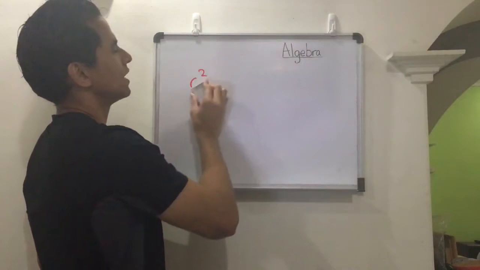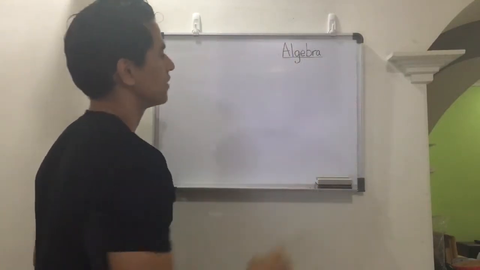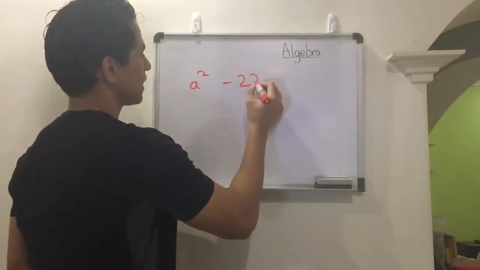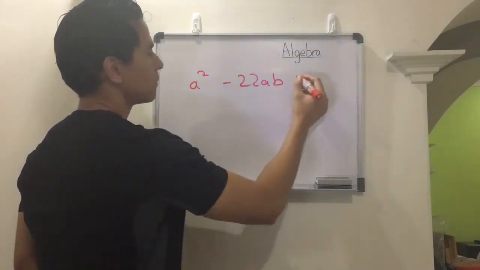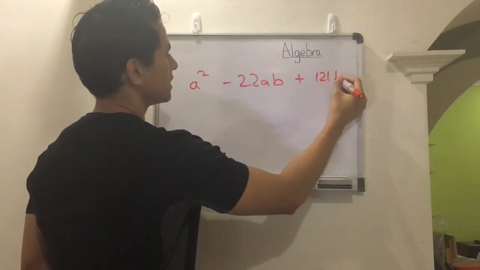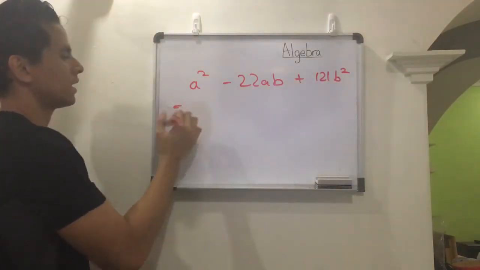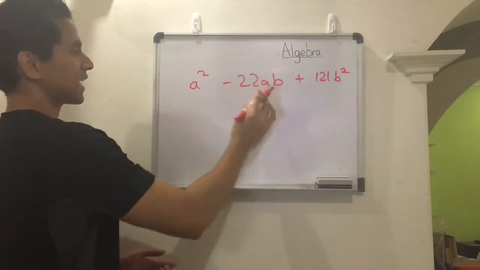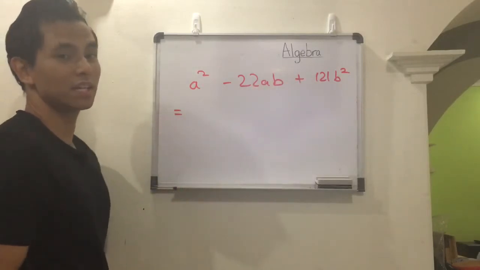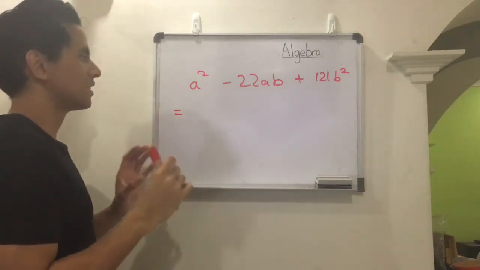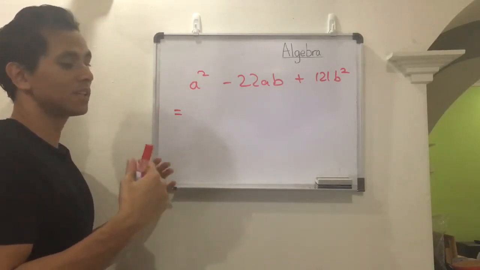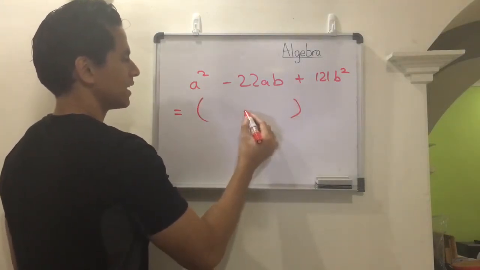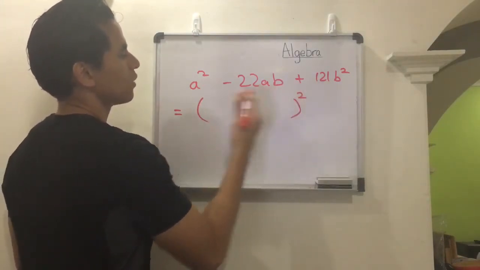Now, let's move on to a fourth example. Okay, suppose you have a square minus 22ab plus 121b square. Okay, so again 3 terms, positive, negative, positive. Straight away you should be able to get the thing that we are going to use again, the second identity. Hence, again, a minus b square. What is our a, what's our b?